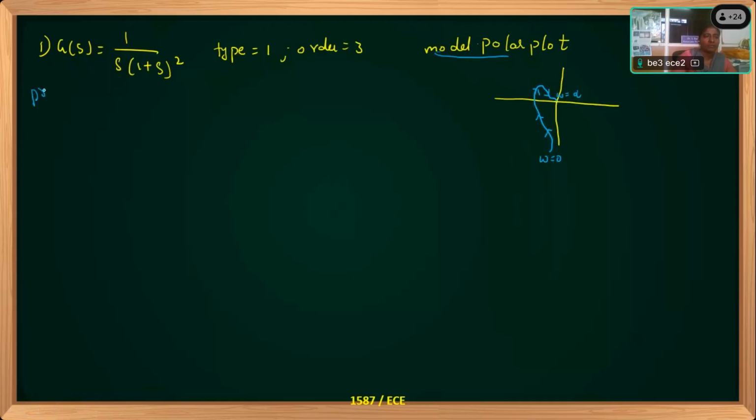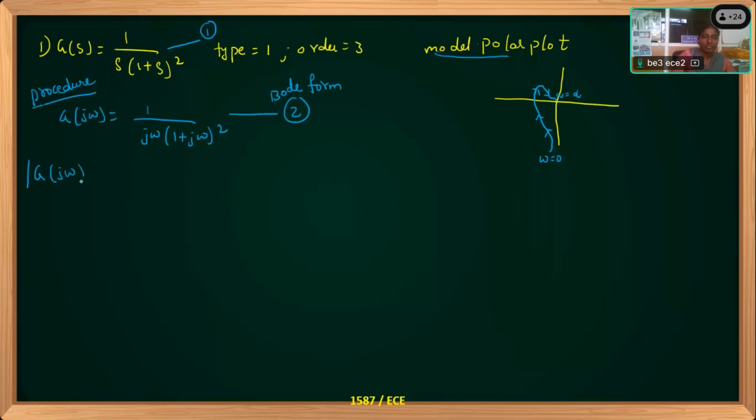Coming to the procedure in the polar plot, the first thing is to take the given equation as number 1. Wherever s is there, put j omega. It becomes 1 by j omega into 1 plus j omega whole square. This is equation 2 and it is called the Bode form. Wherever s is there, we substituted j omega. Now calculate the magnitude and phase angle, mod G of j omega and angle of G of j omega.